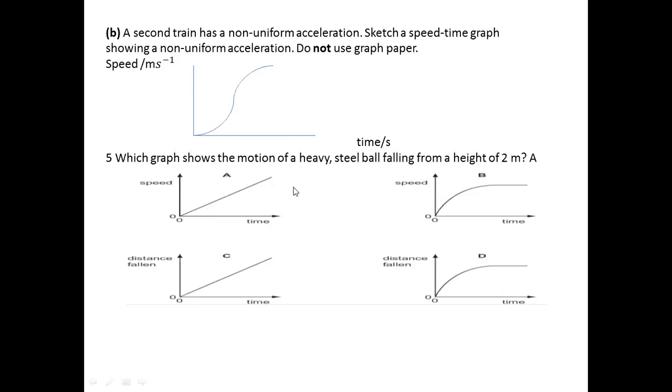Question number 5: which graph shows the motion of a heavy steel ball falling from a height of 2 meters? The correct graph is A. It falls down with constant acceleration, and the gradient of a speed-time graph gives acceleration, so a constant gradient means constant acceleration. So A is the correct answer.